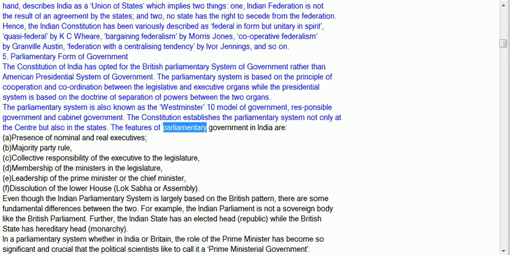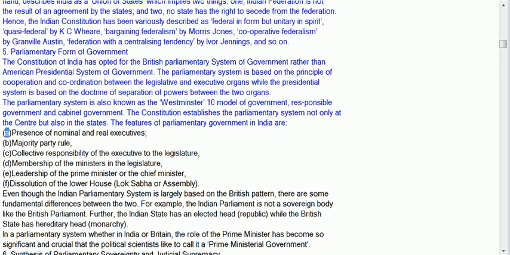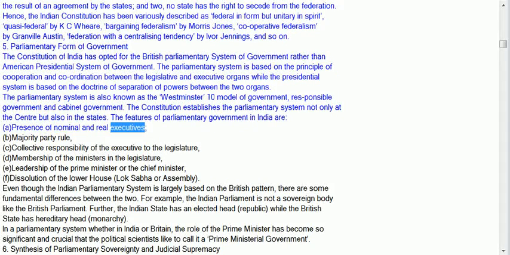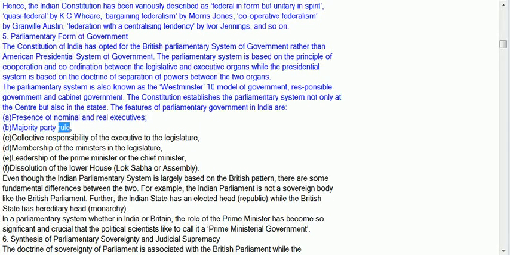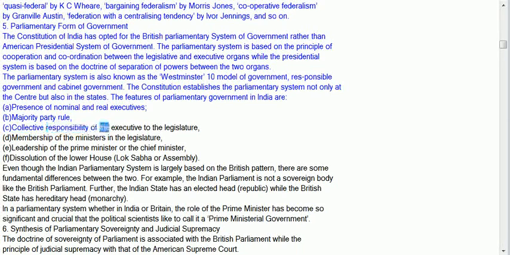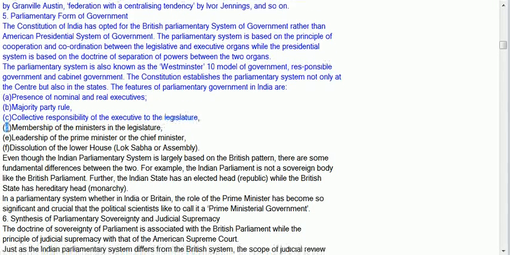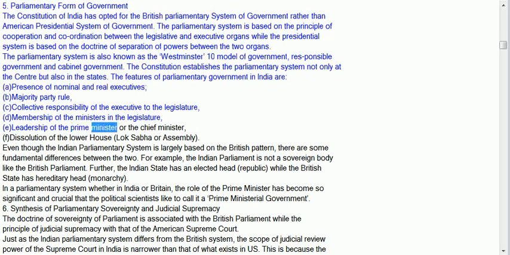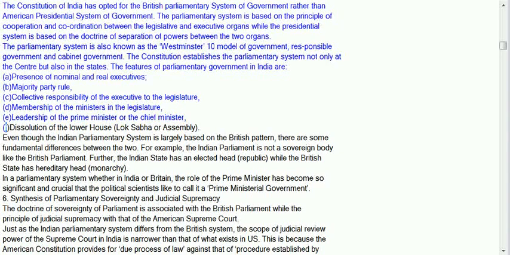The features of parliamentary government in India are: A. Presence of nominal and real executives. B. Majority party rule. C. Collective responsibility of the executive to the legislature. D. Membership of the ministers in the legislature. E. Leadership of the prime minister or the chief minister. F. Dissolution of the lower house, Lok Sabha or assembly.